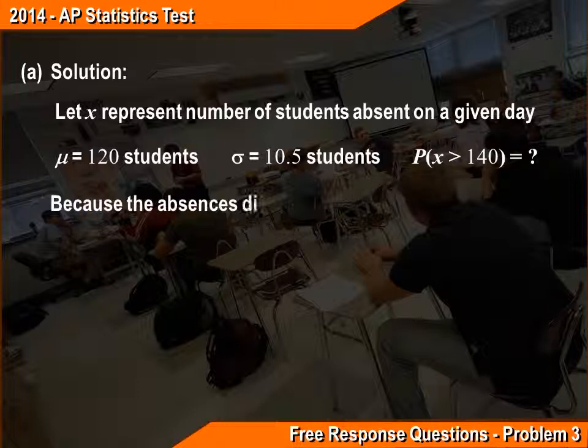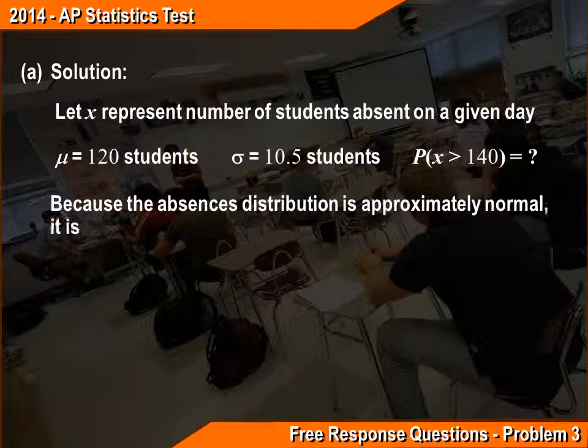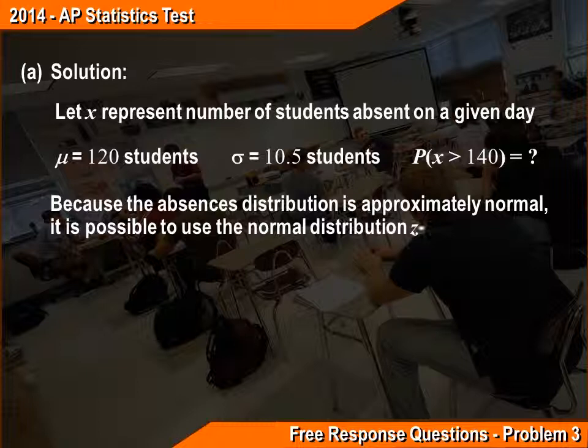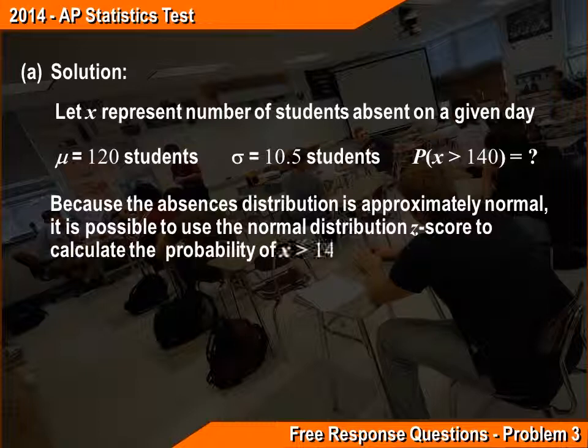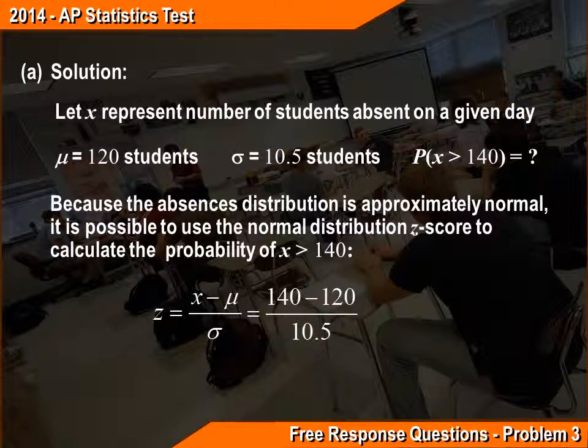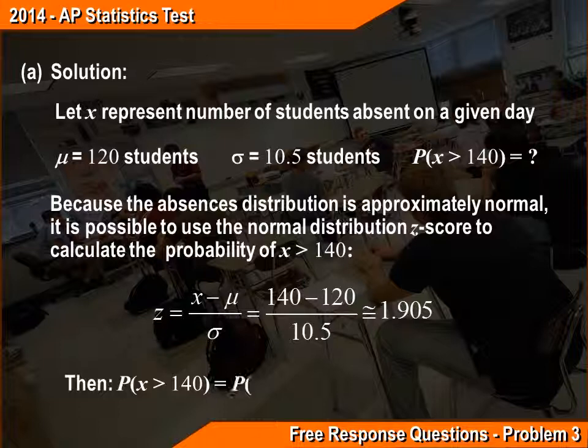Because the absences distribution is approximately normal, it's possible to use the normal distribution Z-score to calculate the probability of x more than 140. Using the Z-score formula, plug in the values for mean, standard deviation, and 140 for x, we find the approximate Z-score of 1.905. Then, the probability to have more than 140 students absent is the same as the probability to get a Z-score more than 1.905, or, because of the symmetry properties of the normal distribution, the probability to get a z less than negative 1.905.